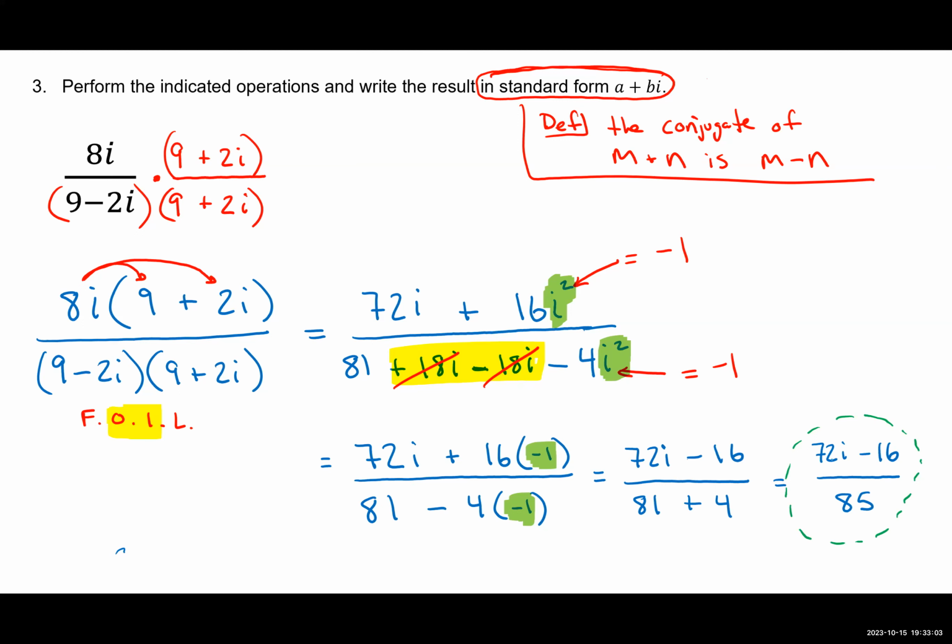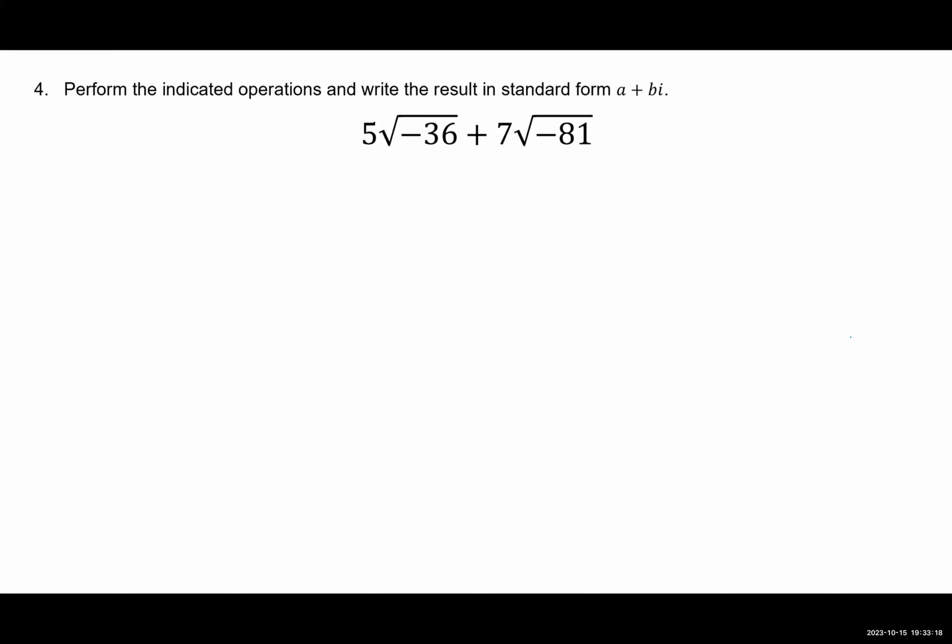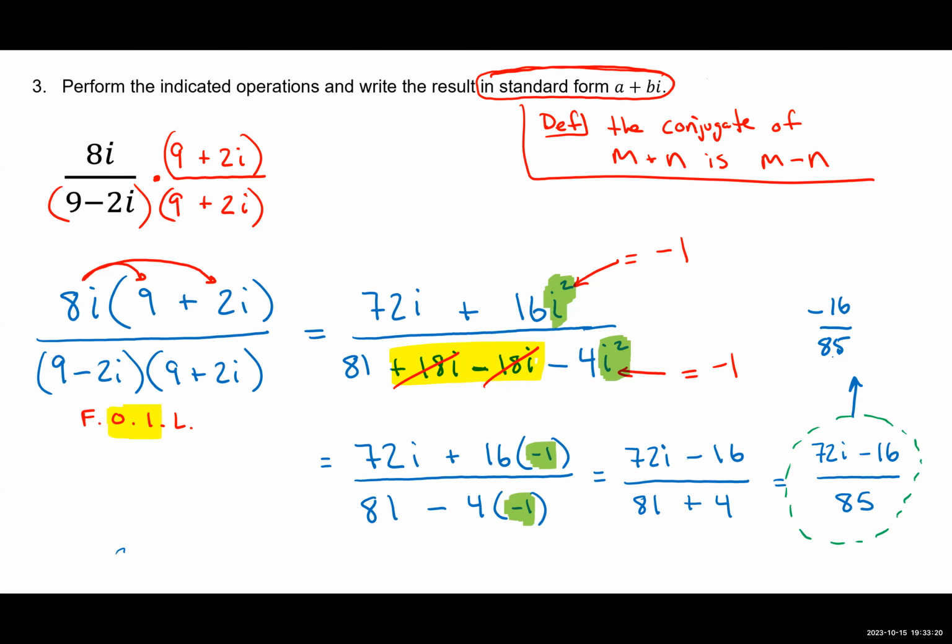So we've got 72i over 85, that's one number. We've got a -16 over 85, that's another number. So we could split it up and put the real part first: -16 over 85. I apologize, I don't know why it keeps jumping to the next slide. -16 over 85, and then the 72 is positive, so we'll say plus 72 over 85 times i.